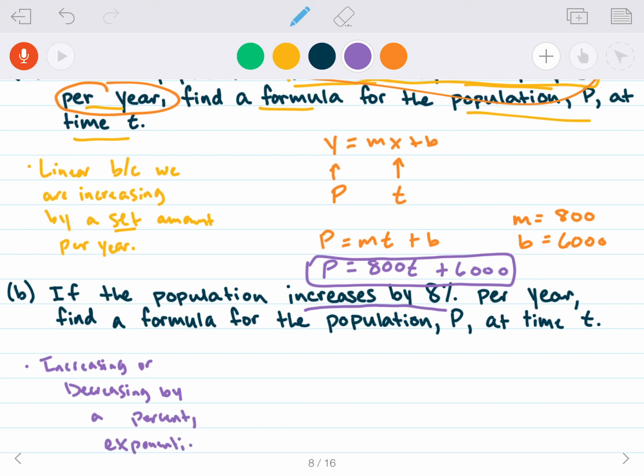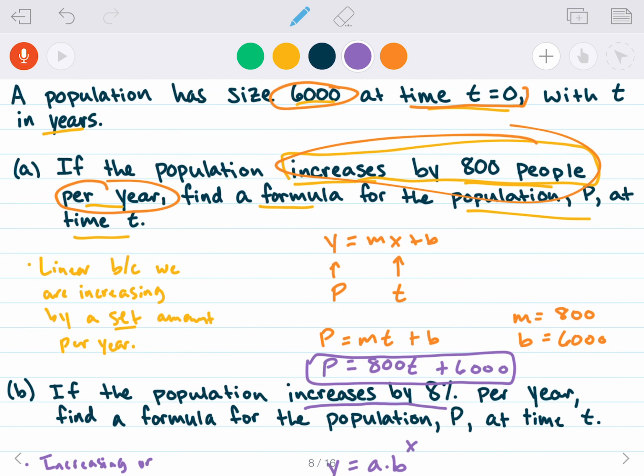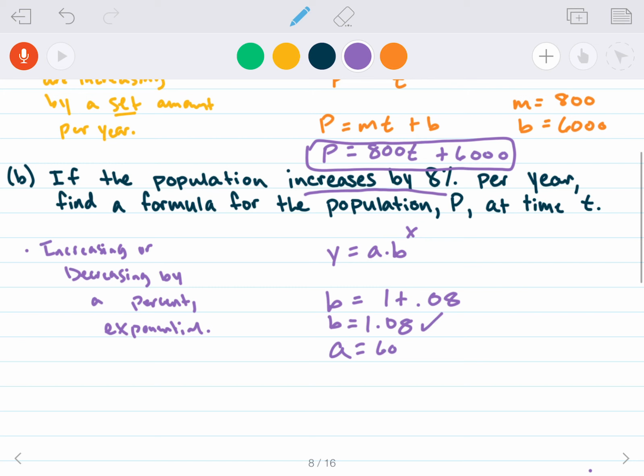So we know this is exponential, and we need to figure out what the growth rate is. It is increasing, so it's growing. So if we have y equals a times b to the x, our base b, our growth rate, is going to be 1 plus 8%, which is 0.08. Again, it's 1 plus because we're growing. And so b is going to be equal to 1.08. And a is the same thing as in the previous problem. So a is still our y-intercept. So it starts at 6,000, so that's our a value.